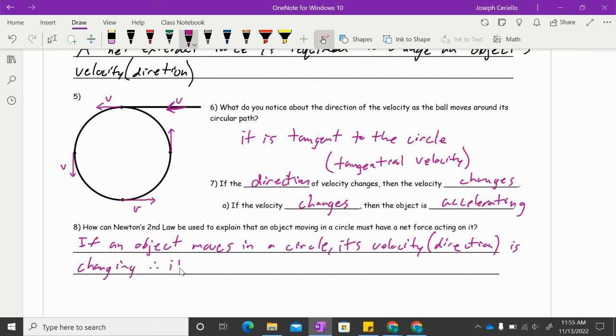Therefore, it is accelerating. Therefore, the sum of the forces does not equal 0. There has to be a net force acting on it. Now, which way does that net force act? Well, we'll see on the next page.